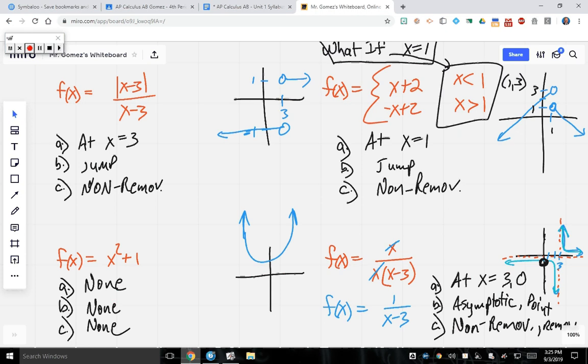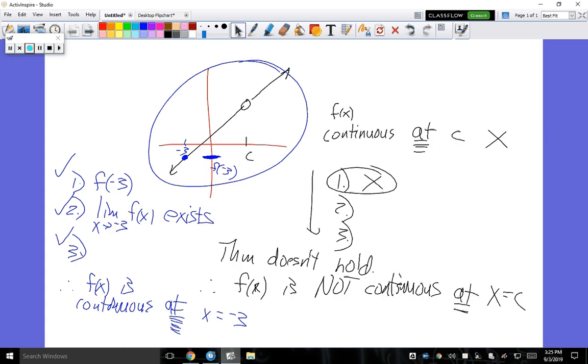Let me understand his question. He's saying, does it have to cross the x-axis to be discontinuous? It doesn't have to. It could be anywhere, right? It could be a graph that looks like this.